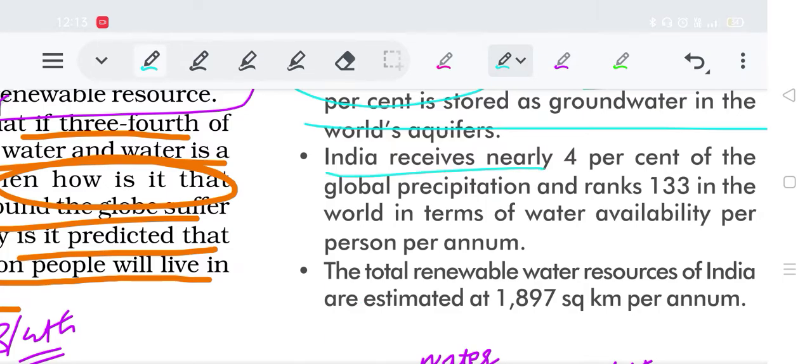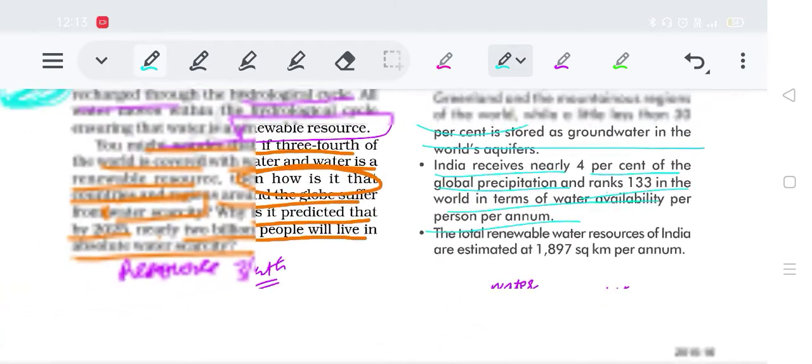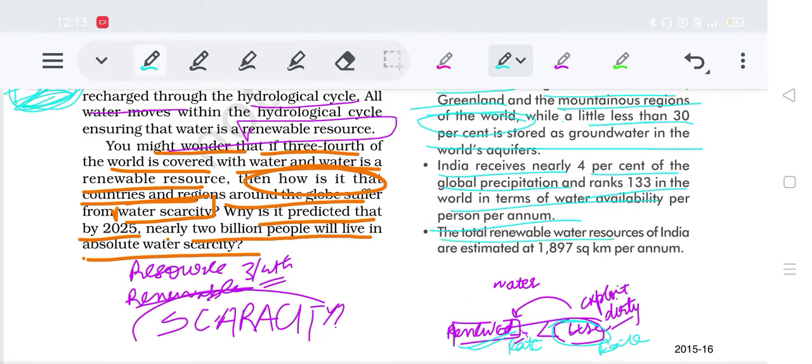See, India receives nearly 4% of the global precipitation, and ranks 133 in the world in terms of water availability per person per annum. The total renewable water resources of India are estimated at 1,897 square kilometers per annum. So they are telling facts which I think are not so important.